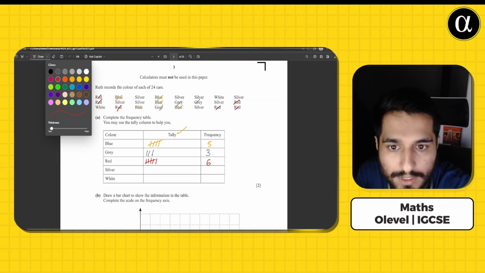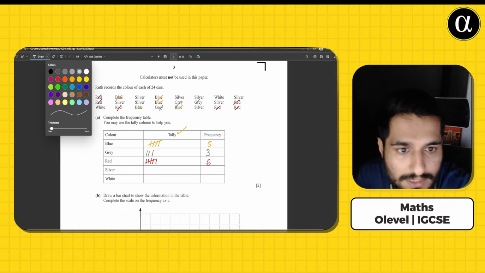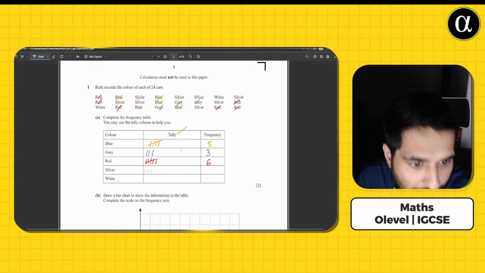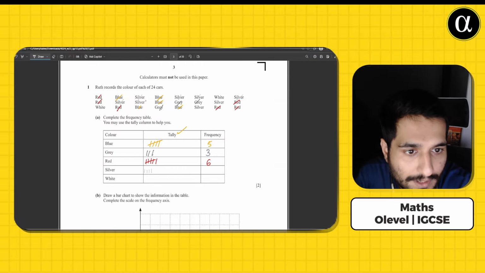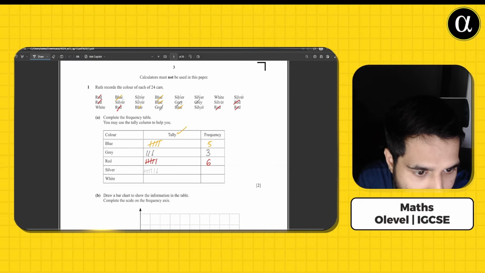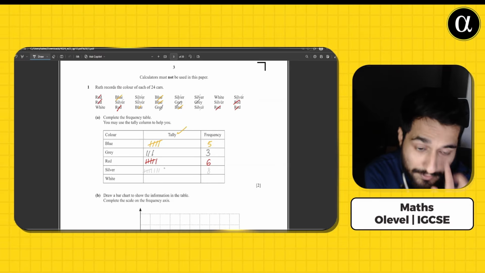Let's use silver. How many do we have for silver? For silver, we will be using 1, 2, 3, 4, and then 5, 6, 7, and 8. So 4, 5, 6, 7, and 8, this is going to be what? This is going to be 8.